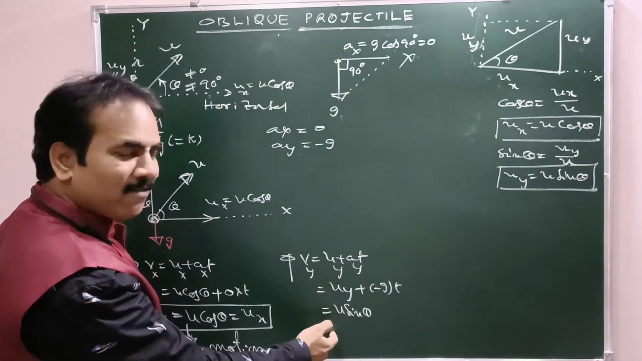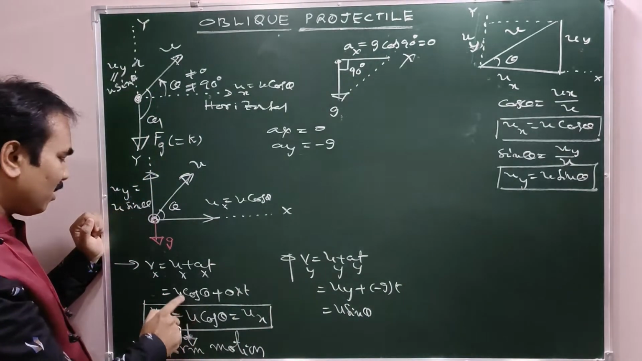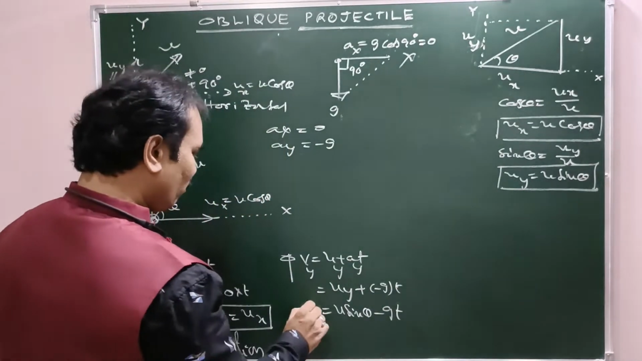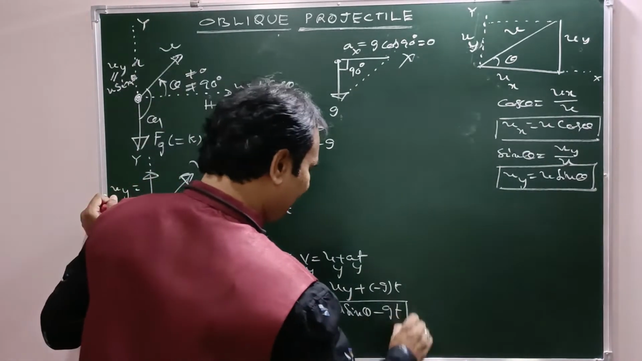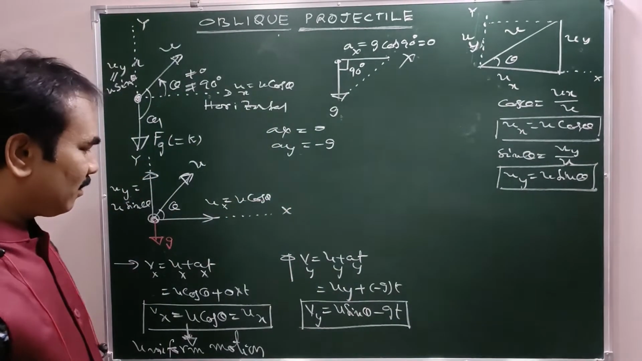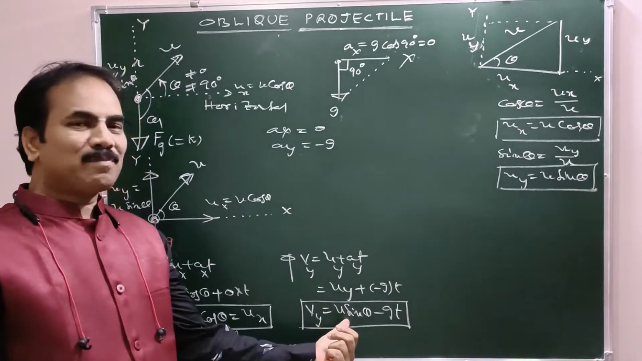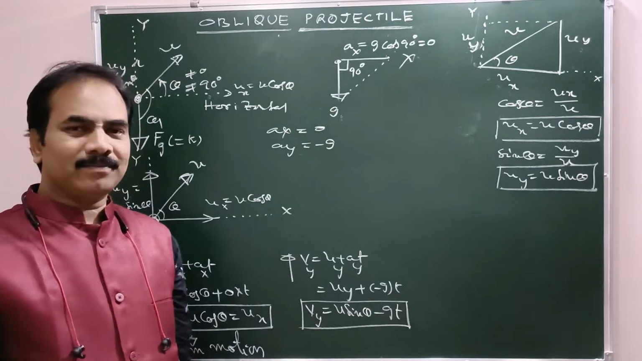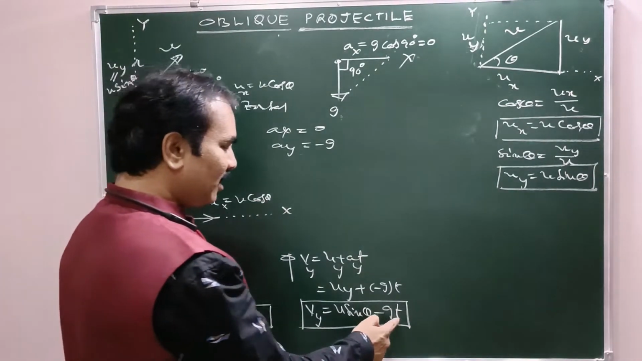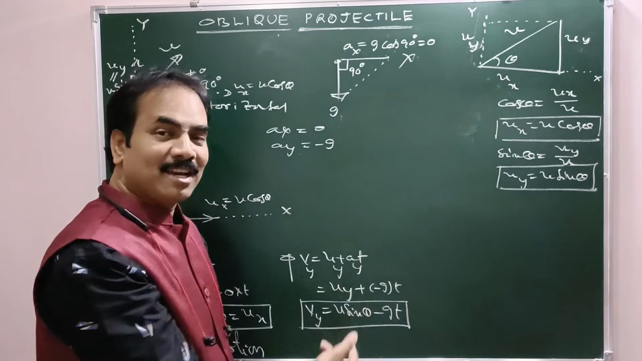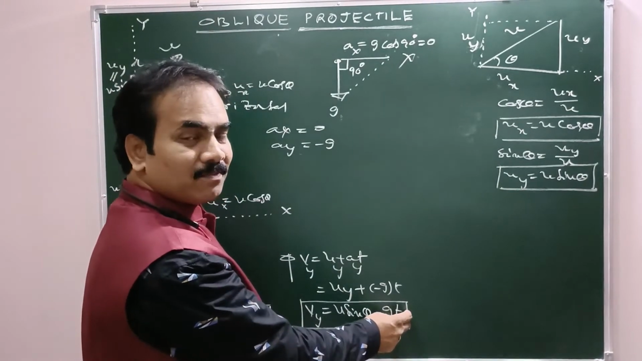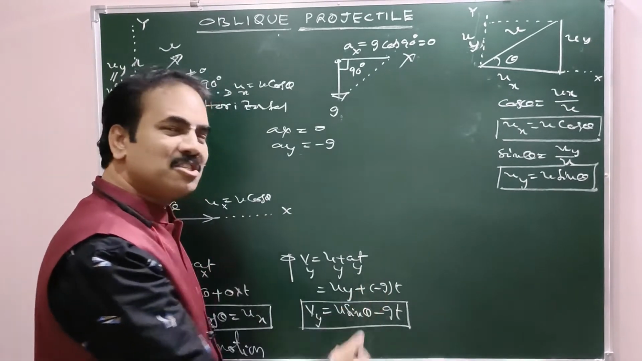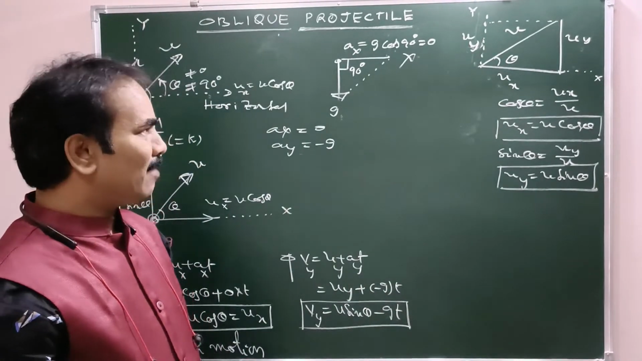uy means vertical initial velocity. ux means horizontal initial velocity. So u sin theta minus gt. So vy equal to u sin theta minus gt. Here, in this expression, we have a negative sign for the second term, minus gt. As time goes on, what happens? t increases, the product gt also increases, and may become equal to u sin theta at some instant. Then vy becomes 0. Am I right?